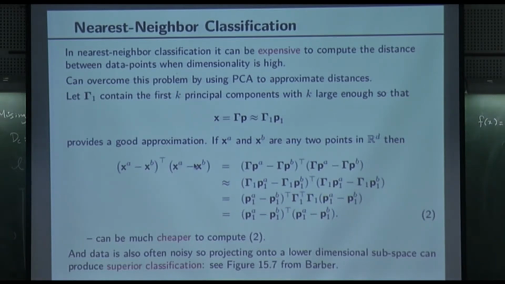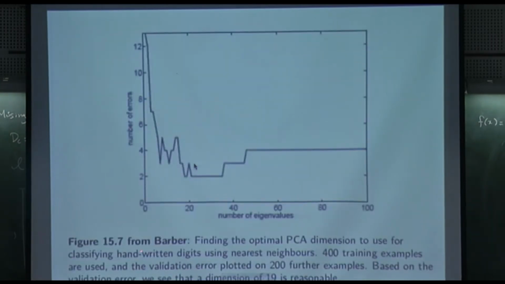So the plot in this one, this is a figure taken from Barber, finding the optimal PCA dimension to use for classifying handwritten digits using nearest neighbors. It's the same example, like one of those threes. 400 training examples are used and the validation error was plotted on 200 further examples.